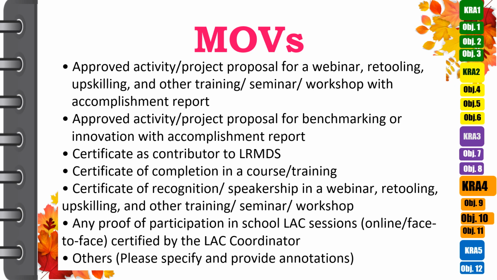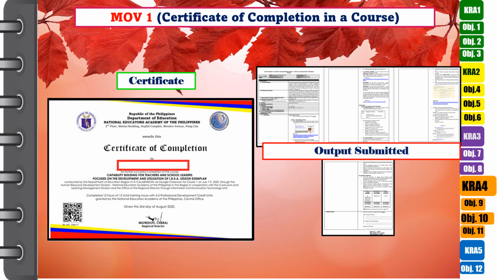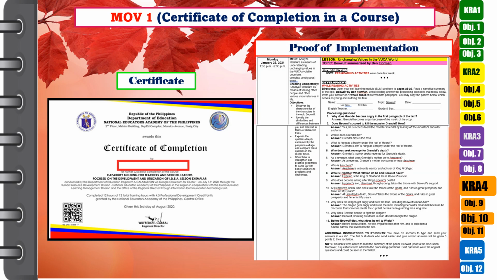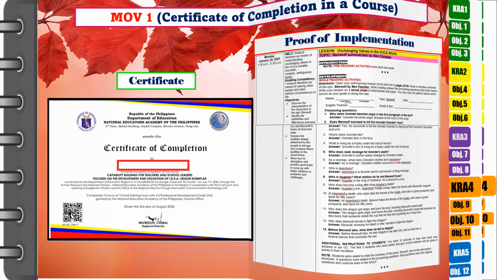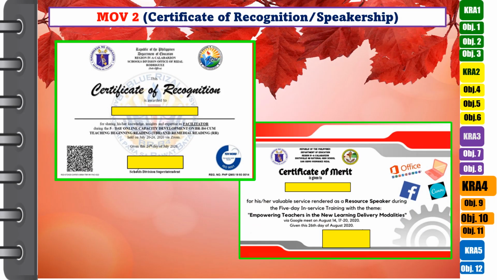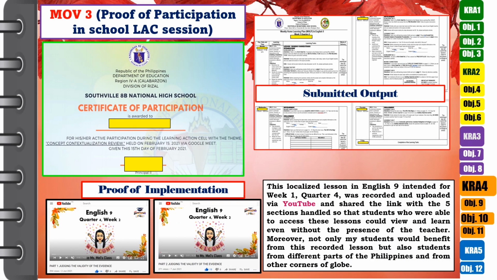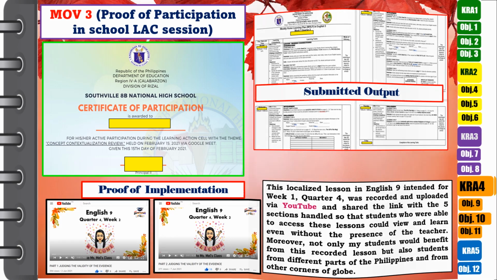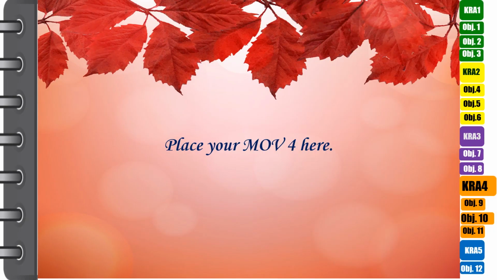For efficiency, different kinds of acceptable MOVs should be submitted, meaning each type of MOV can be submitted once. MOV1, Certificate of Completion in a Course with output submitted and with proof of implementation. MOV2, Certificate of Recognition or Speakership. MOV3, Proof of Participation in School LAC Session with submitted output and with proof of implementation. Place your MOV4 here.